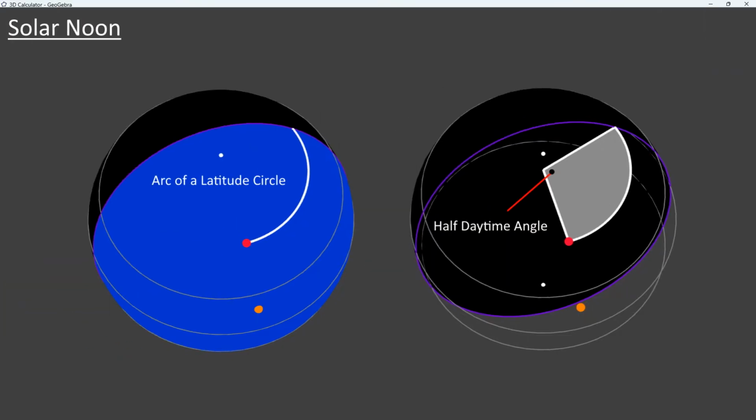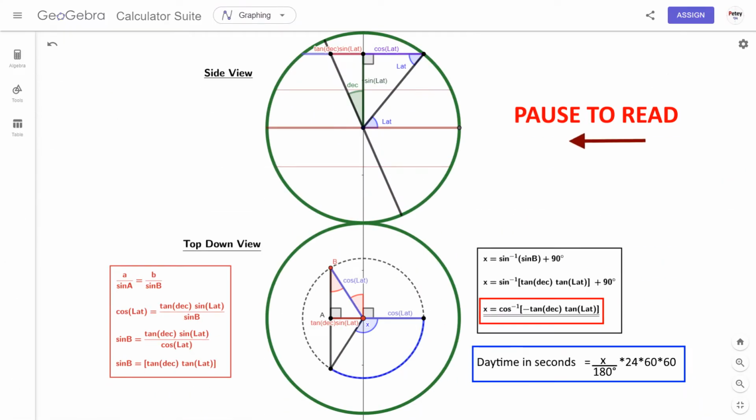So how do we go about estimating the length of day? If we can take a snapshot at solar noon, then we can visualize an arc of a latitude circle that covers half of the day for the observer location. And determining this angle means we could work out how much of the 24-hour period was day and how much of it was night. Now it's pretty easy to get GeoGebra to measure this angle for me, but I thought it'd be fun to go the math route. And this is what I ended up with.